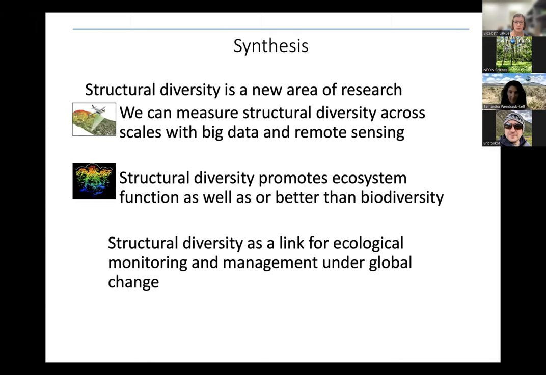Suggesting that structural diversity has potential to be a new monitoring or management tool and may help us better understand ecological patterns and services under global climate change and other global change issues. So I'm not saying that we shouldn't use traditional metrics like species diversity or species richness as a specific example, but structural diversity can provide something in addition to that and may help us better manage our ecosystems.